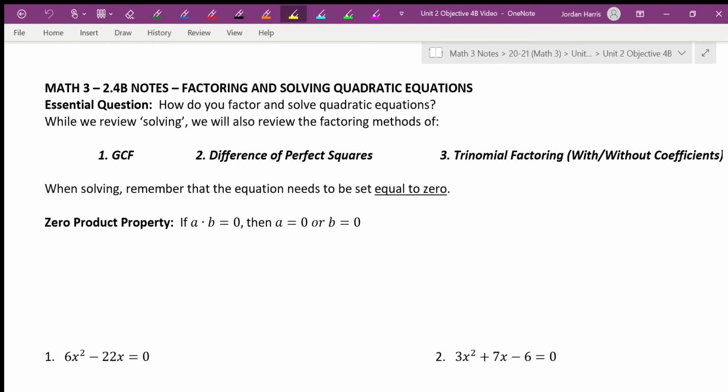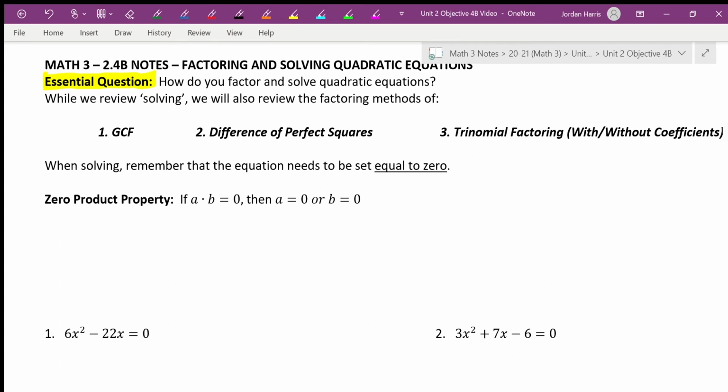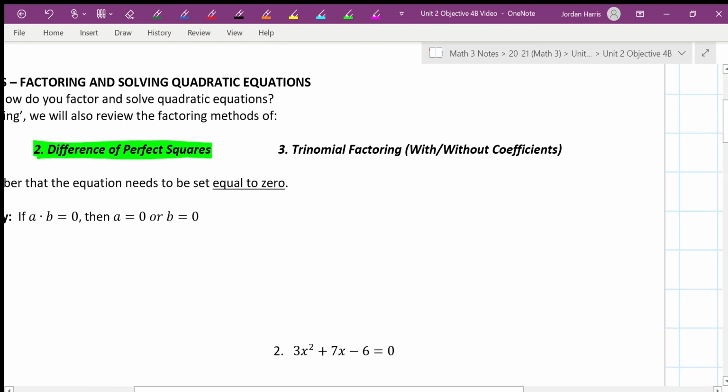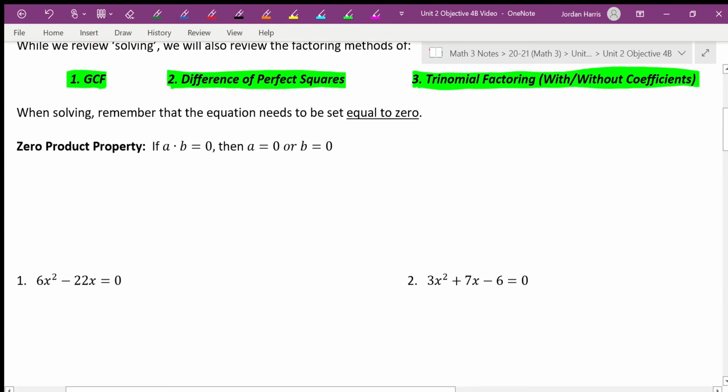First of all, your essential question, once again, remember that is what you're answering with 3 sentences at the end in your summary. How do you factor and solve quadratic equations? So while we review solving, we also need to review the factoring methods. Remember, first, always look for GCF. Second, if it has 2 terms, look for a difference of perfect squares. And third, if it has 3 terms, look for trinomial factoring with or without coefficients.